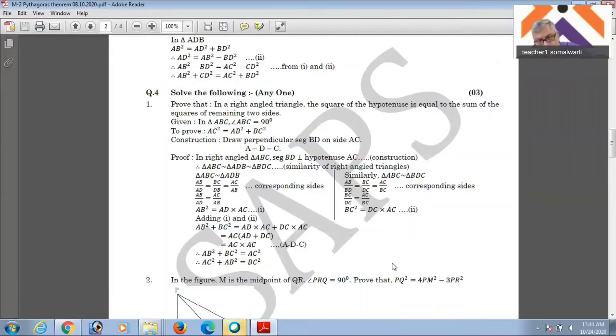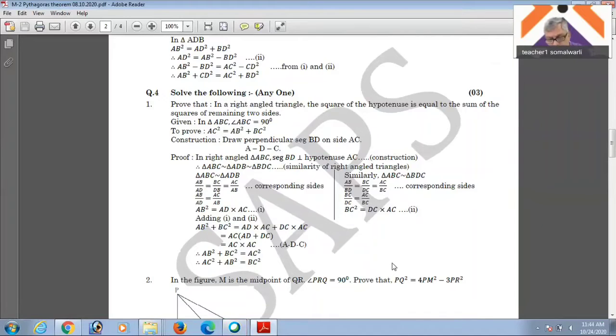Triangle BDC. When we compare these triangles, they are similar, so we will check once again: corresponding sides of similar triangles are in proportion. Therefore, AB upon BD is equal to BC upon DC is equal to AC upon BC. Once again, we select the numerator and denominator the same, that is the last two ratios. Therefore, BC upon DC is equal to AC upon BC. Therefore, BC into BC, BC square, is equal to DC into AC.